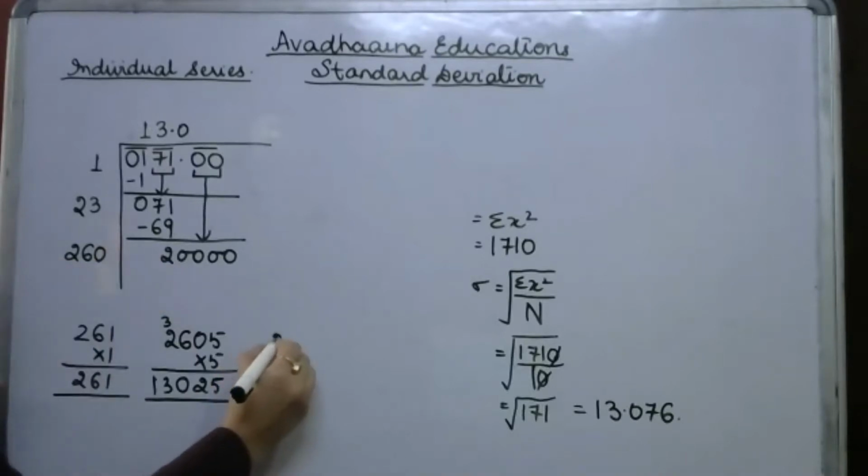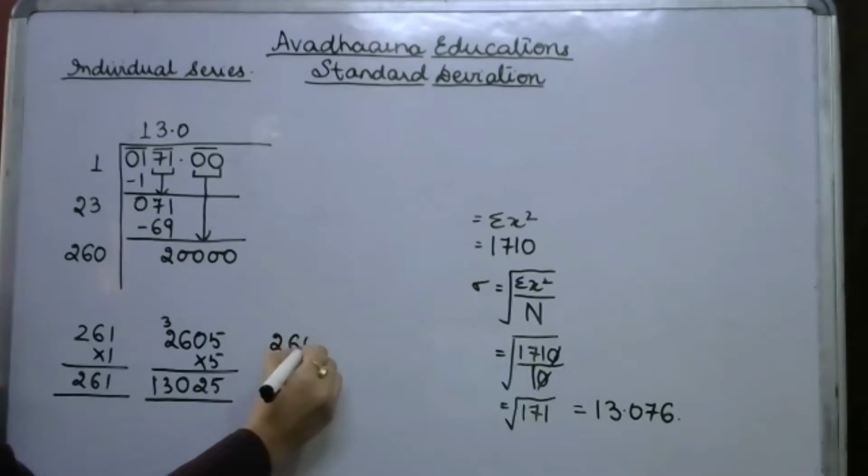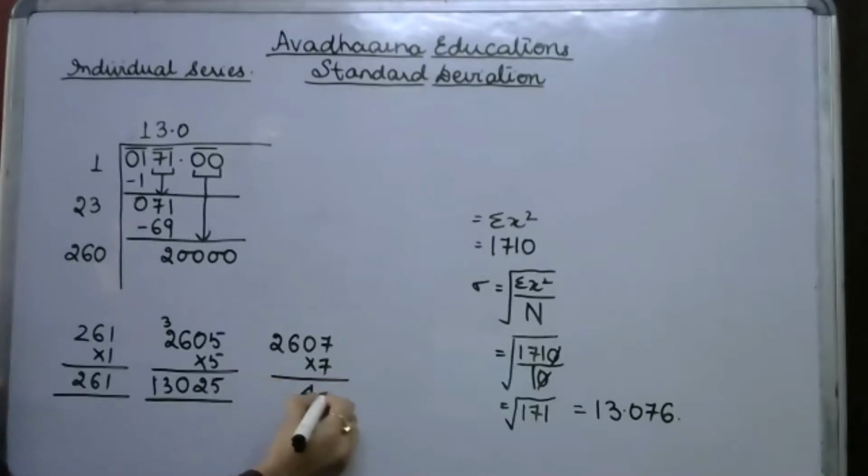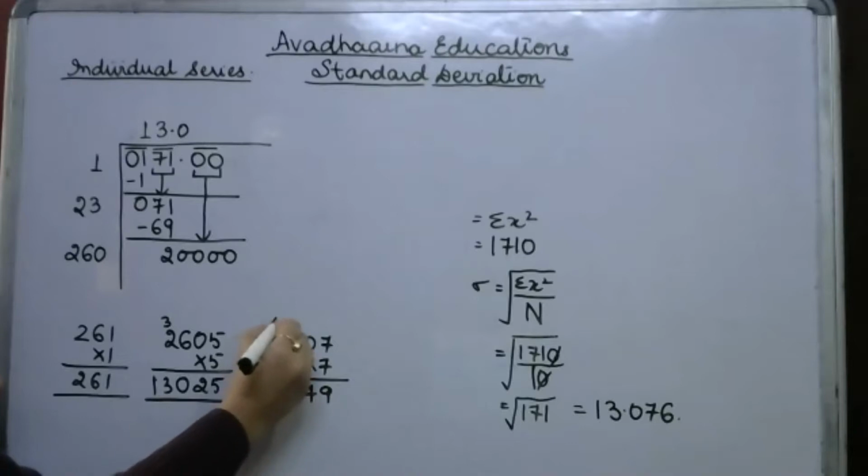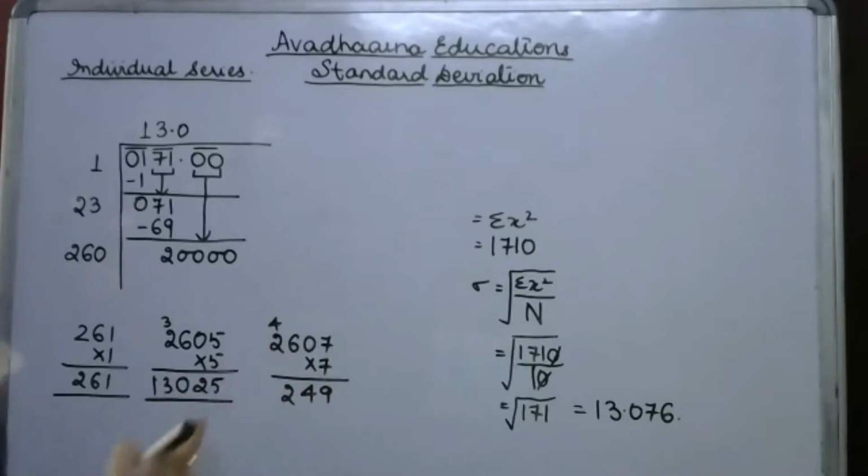So let's try it for 260, 7 multiplied by 7. 7 7s are 49, 7 6s are 42, 4, 7 2s are 14 and 4 is 18. So it is 18,249, which is less than 20,000.